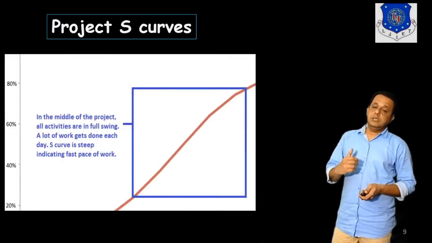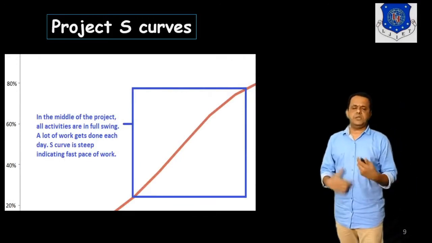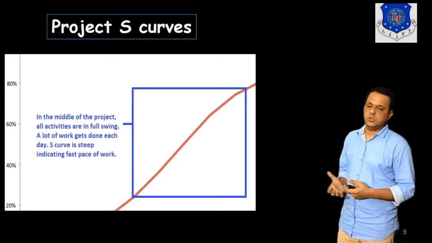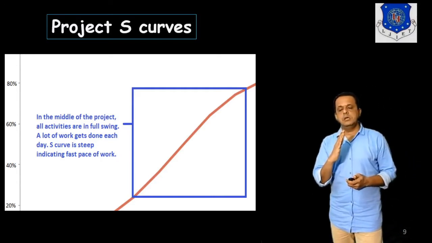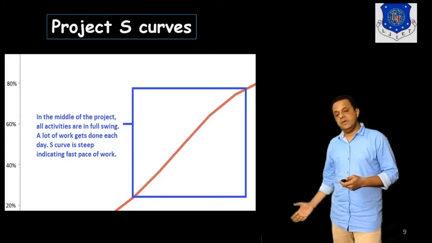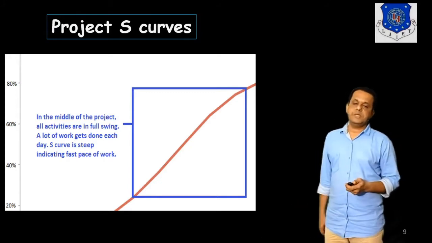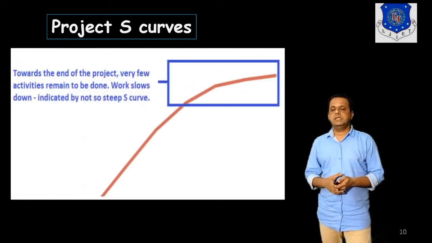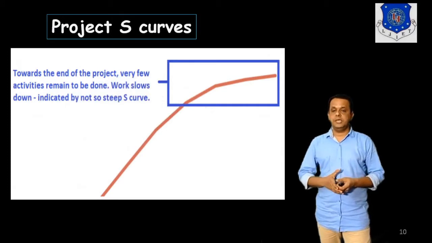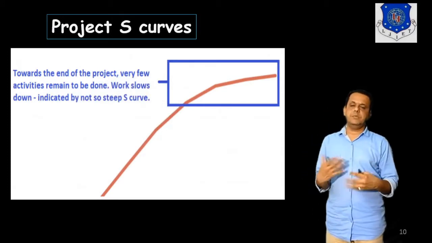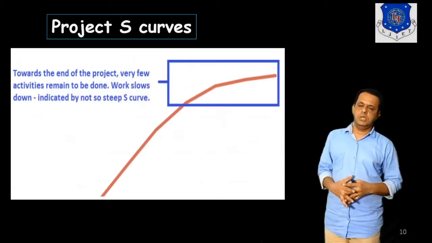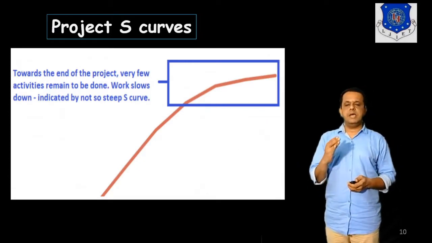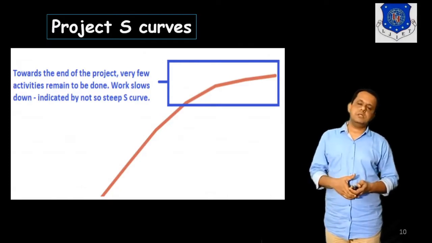Then the middle part of the project, where activities are in full swing, a lot of work is going on and being done. So it has a very steep slope, indicating the very fast pace of the work. Then the last part, towards the end of the project, where almost all activities are done and things are being wound up or work slows down. Obviously work is almost finished, so it flattens off.